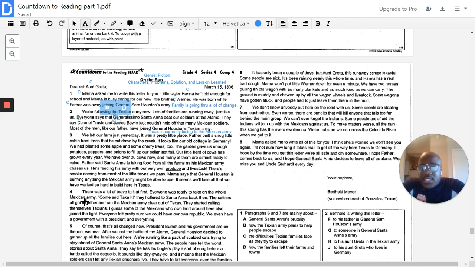Father says Santa Anna is taking food from all the farms as his Mexican army chases us. He's feeding his army with our very own produce and livestock. There's smoke coming from most of the little towns we pass. Mama says that General Houston is burning anything that the Mexican army might be able to use. It seems that we'll lose all that we have worked so hard to build here in Texas.